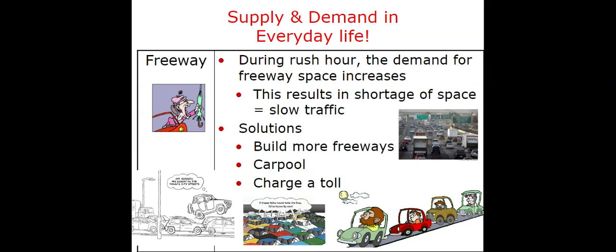The freeway. During rush hour, the demand for freeway space increases. This results in a shortage of space, which causes slow traffic. Some potential solutions to the shortage of space during rush hour would be to build more freeways, have a carpool, or charge a toll.